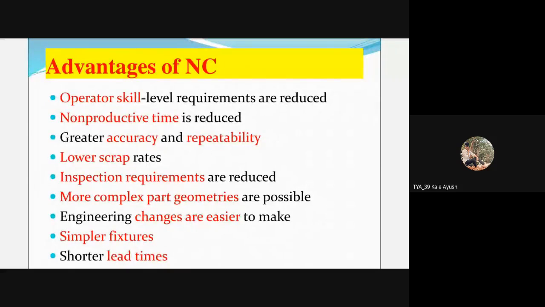Now lower scrap rates, definitely, is also there. Whatever scrap comes out of the material will be reduced. With a human being, definitely something extra will be needed there.